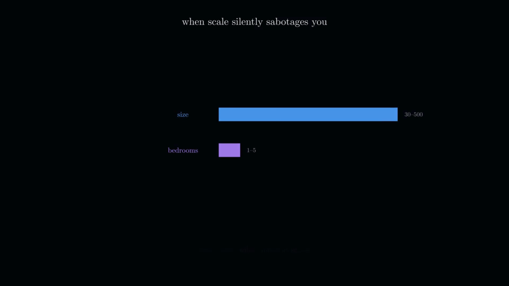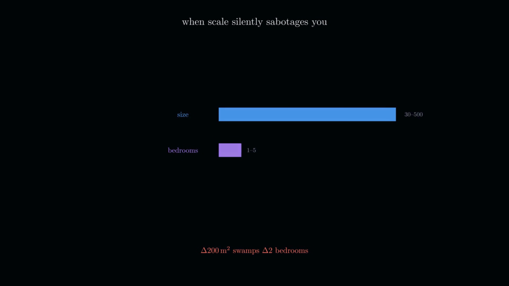Here's one that troubles almost every beginner, and it hides in plain sight. Look at our features. Size ranges from 30 to 500 square meters, while bedrooms range from 1 to 5. Same table, widely different scales. Why should that matter? Because many algorithms measure distance or take steps through a feature space, and a feature with big raw numbers will dominate one with small ones purely because of its units, not because it's more important. A difference of 200 square meters swamps a difference of 2 bedrooms.